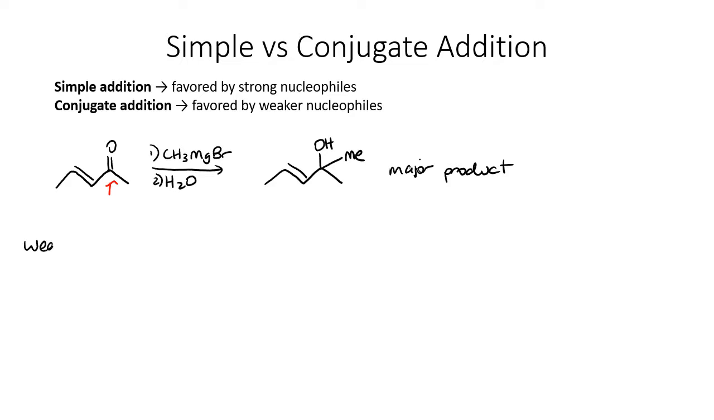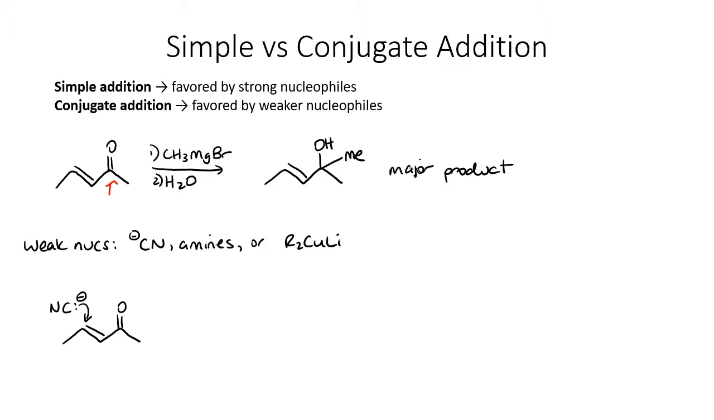With weak nucleophiles, and examples of those can be cyanide ion, amines, or Gilman reagents, those are going to be the ones that undergo the conjugate addition. So we'll take a cyanide ion, and because it's a weak nucleophile, it will do the conjugate addition, adding to the beta carbon and starting that cascade of electrons.